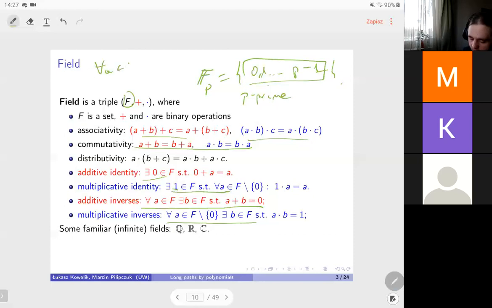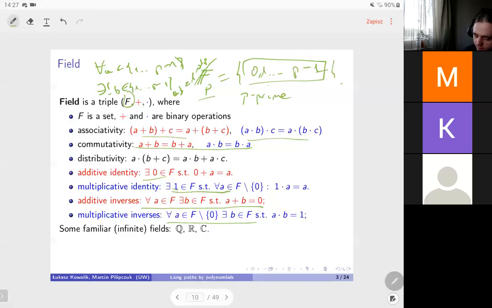For every a in 1 to p minus 1, there exists exactly one b in 1 to p minus 1, so that a times b is 1 modulo p. Sorry for writing it a bit sloppily. This is a basic fact that I won't prove here, but modulo p, you also have inverses. You can divide modulo p.